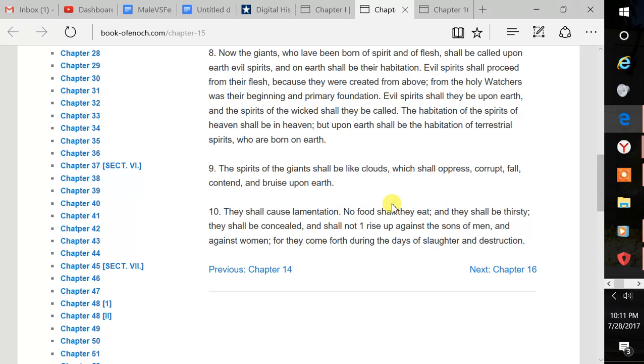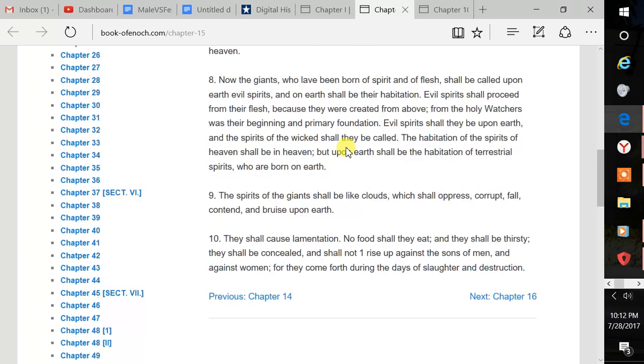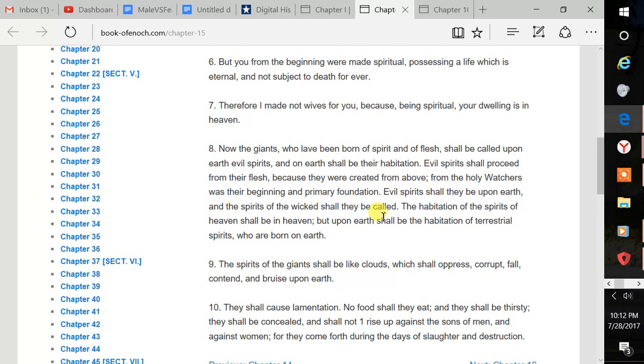So what God is trying to say here is that this thing that has been created between the union of angels and human females will be giants in the earth. But as you can see here, he said that these things did not eat any food, they shall be thirsty, they shall be concealed. Concealed means you'll never see them, ever, but only when they possess other human beings.